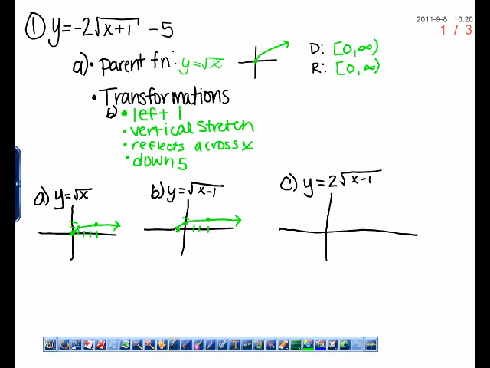So what happens to negative 1, 0? Stays the same, because what's my y value? 0. So that one's going to stay the same. What about 0, 1? 0, 2. What about 3, 2? What does that become? 3, 4. I take my y value and multiply it by 2.